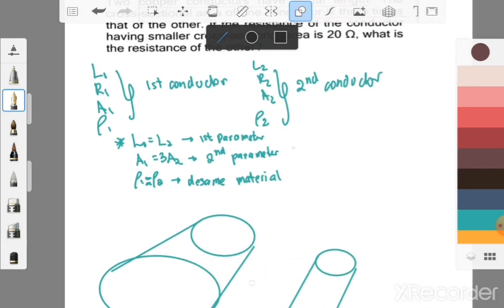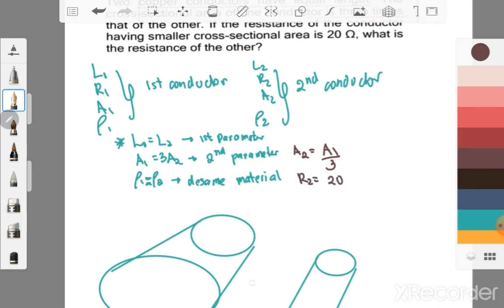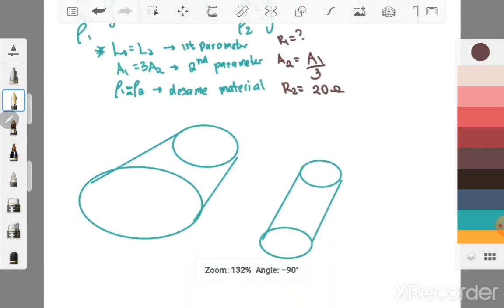Take note that A2 has the smaller cross-sectional area because it is A1 over 3. The cross-sectional area of A2 is 1/3 of the cross-sectional area of A1. Therefore, R2 is equal to 20 ohms. What is being asked is the resistance of the larger cross-sectional area, which is R1. That is the unknown, so let's solve the problem.